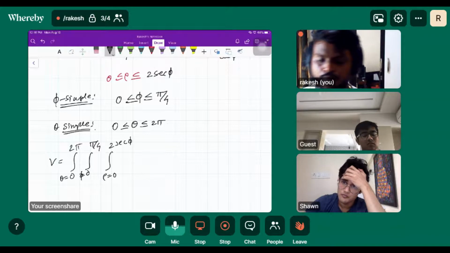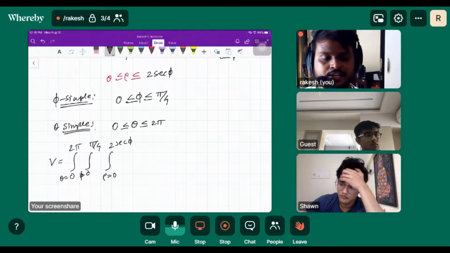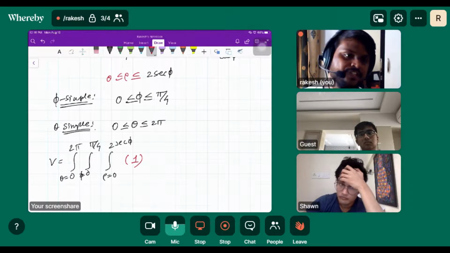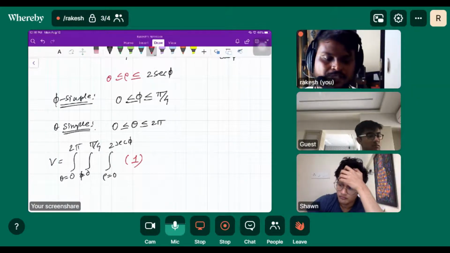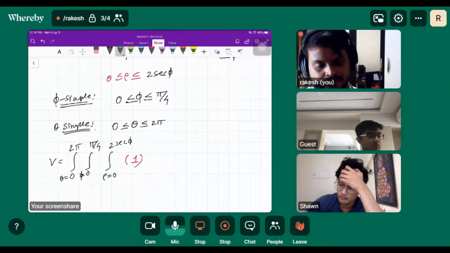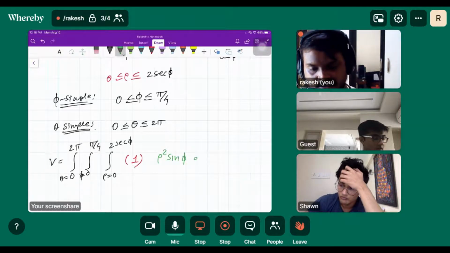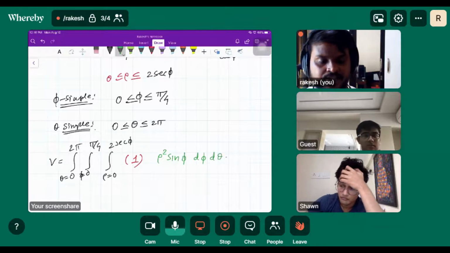For volume, what we do, we just write 1, isn't it? Do you remember that? We integrate over the region, and for volume we simply write 1 as the function here. So rho square sine phi d phi d theta.